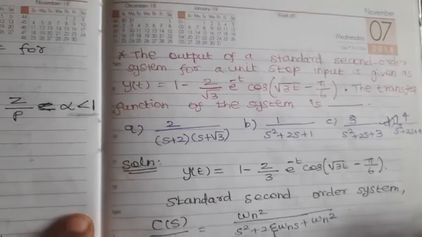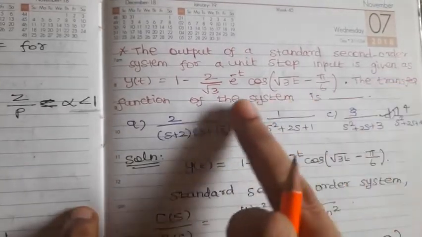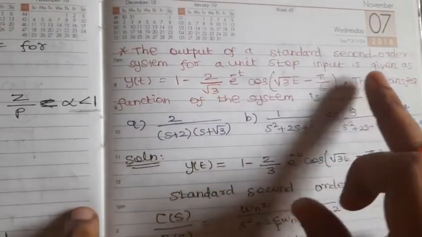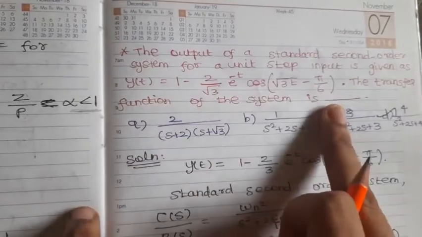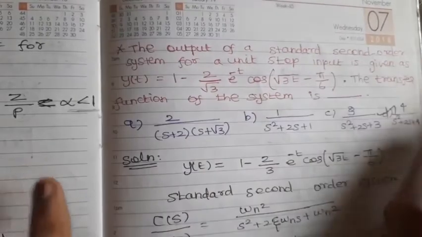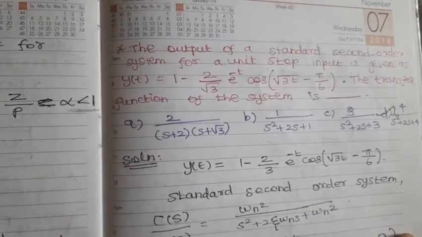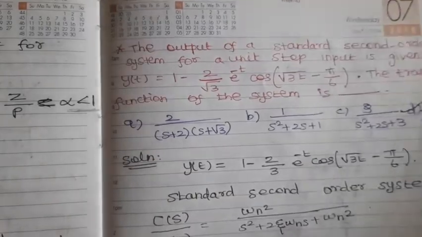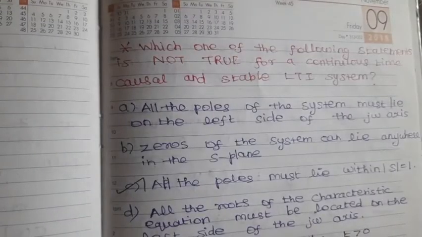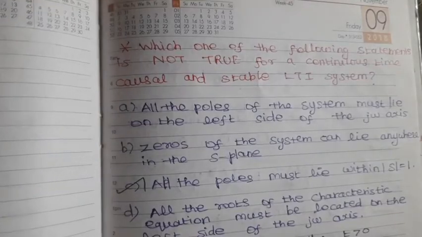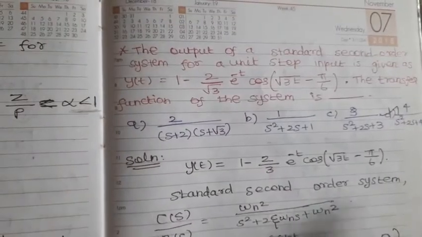Okay, then the output of a standard second order system for a unit step input is given as y of t. The y of t value is given, and we need to find out the transfer function of the system. We'll see one by one.